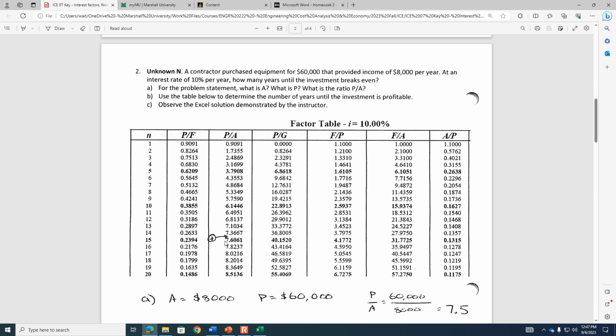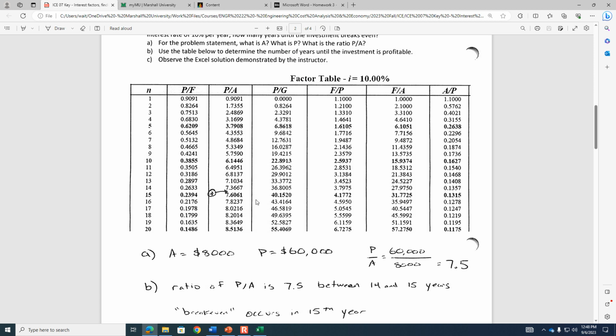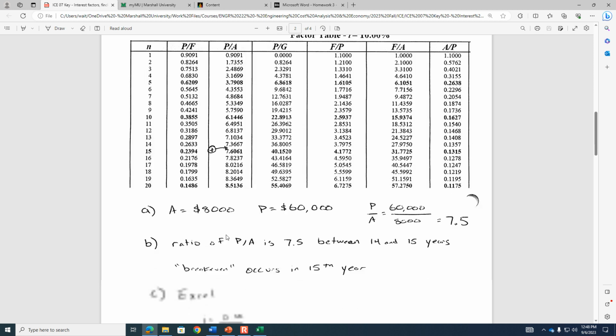So what that means is that if you get 14 payments of $8,000 per year, it hasn't yet quite paid off the original investment of $60,000. Once you've gotten 15 payments of $8,000 each year, and when those future amounts are discounted at 10% per year, then the present equivalent exceeds what you had paid, the original $60,000 amount. So the ratio of P to A is 7.5, and that fits between the 14th and the 15th year.